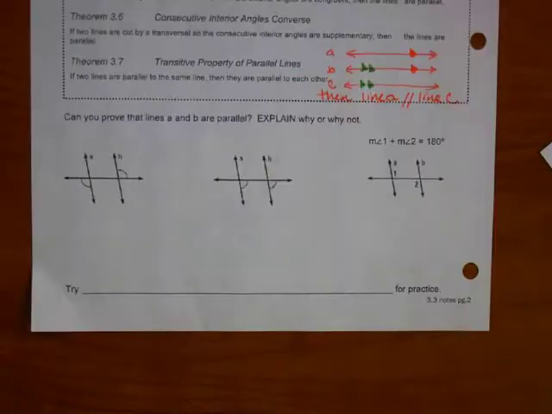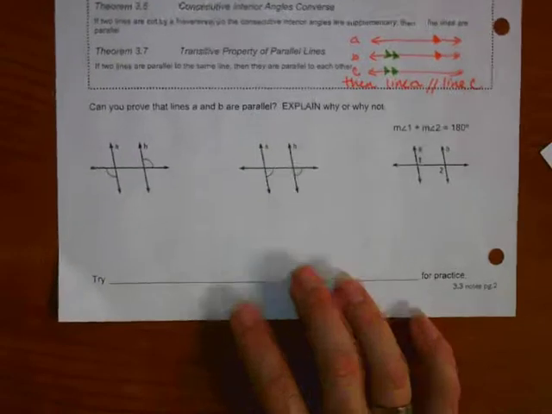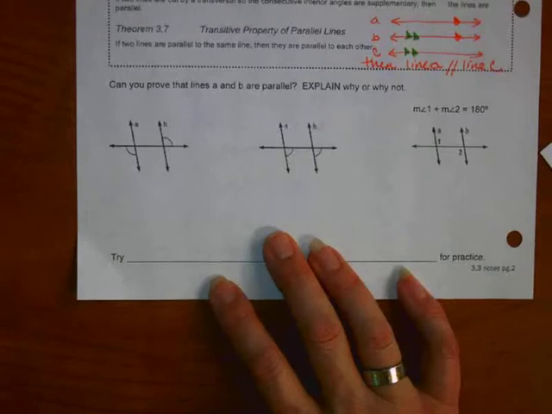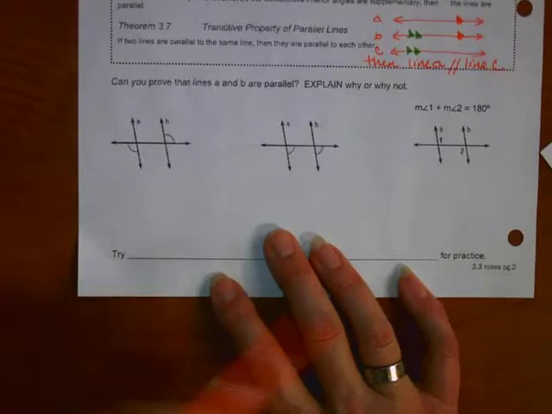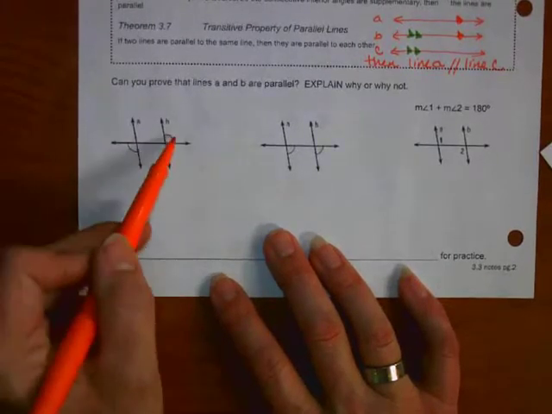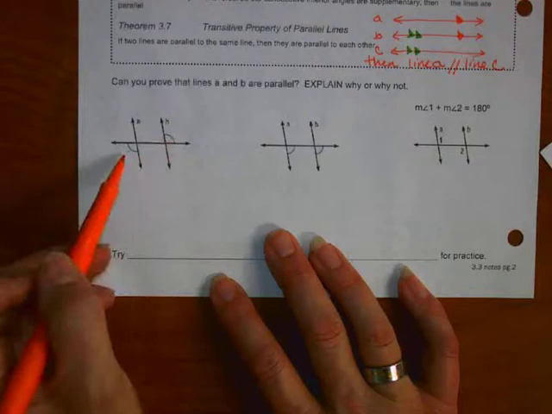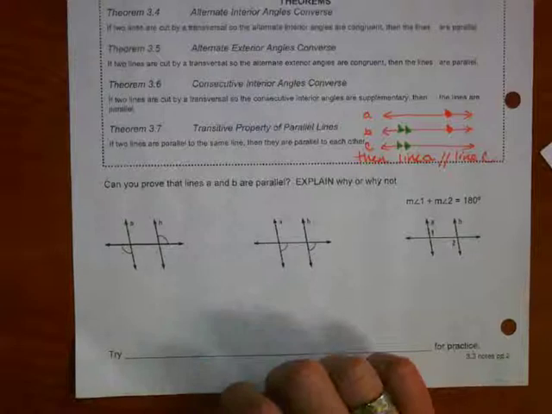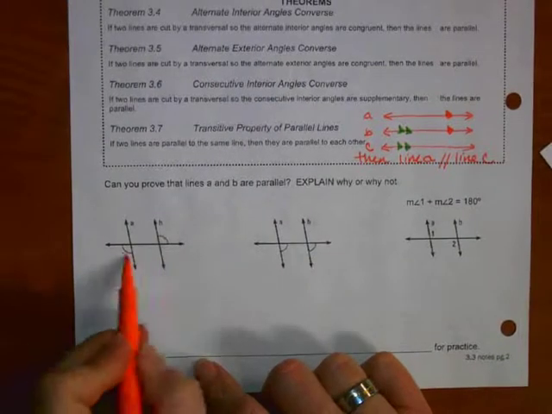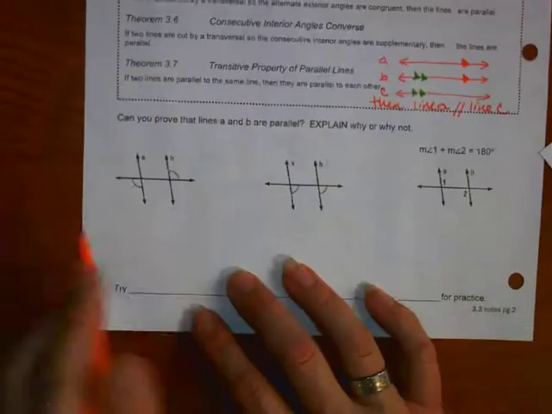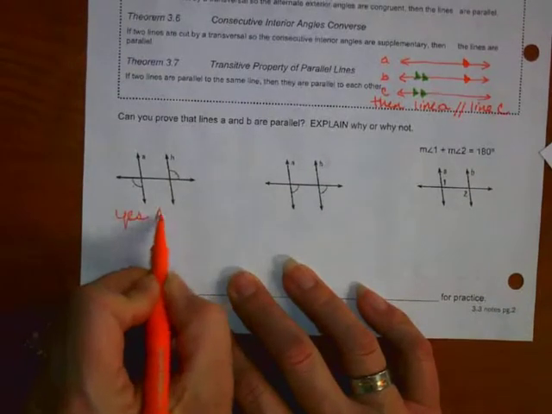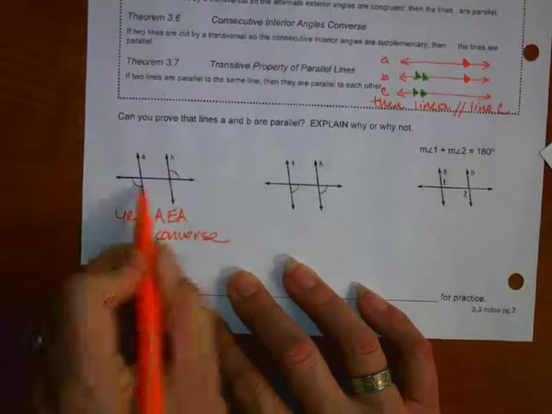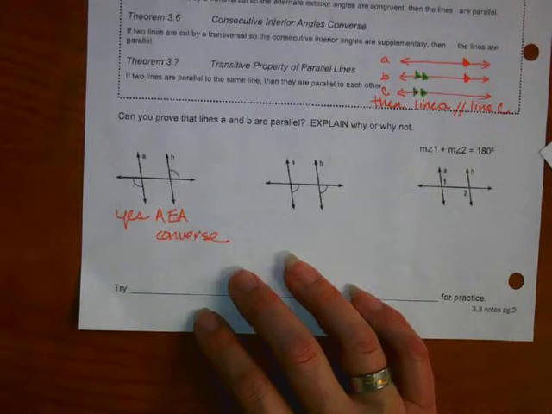All right, can you prove that lines A and B are parallel? Explain why or why not. So, can we prove that they're parallel with the information given here? They're telling me that these angles are congruent. Are they one of these angles? Do they meet the criteria there? Which kind are they? Alternate exterior. Here's my transversal. These are on the outside and they're opposite. So I would say yes because of the alternate exterior converse. If they're congruent, then the lines are parallel.